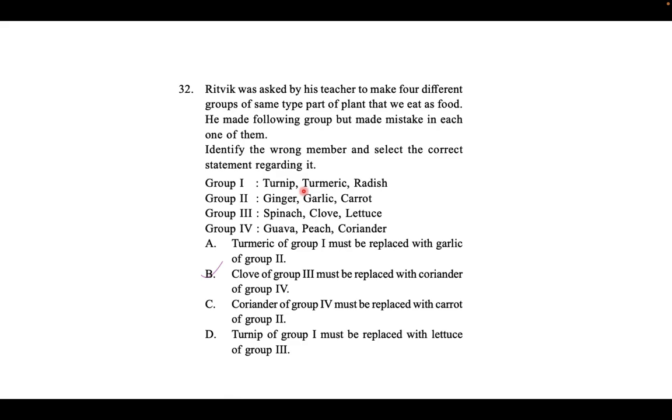By replacing clove of group 3 with coriander of group 4, we make all options of group 3 correct, as in spinach, lettuce, and coriander, leaves are eaten as food.